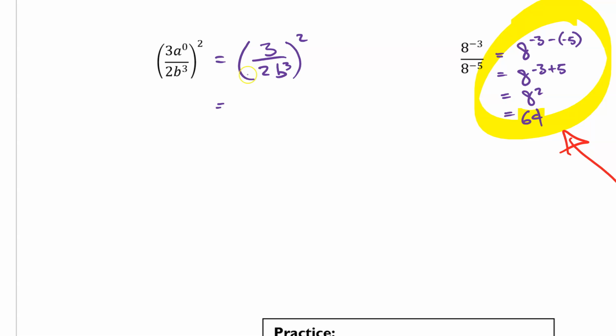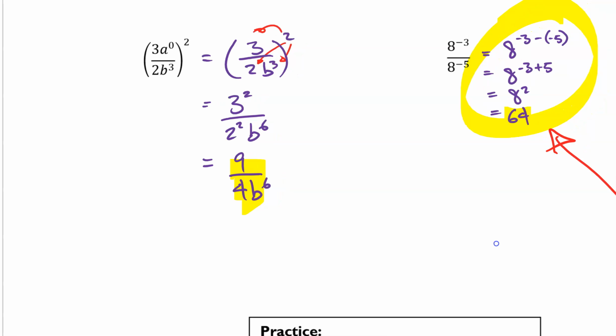Okay, now let's apply that 2. Let's be very careful. That 2 needs to be applied to the exponent on the 3, applied to the exponent on the 2, and applied here. What really happens here is there's a 1 on that 3, there's a 1 on that 2, and there's a 3 on that b there. So this becomes 3 to the exponent 1 times 2, which is 2, over 2 to the exponent 1 times 2, which is 2, and b to the exponent 3 times 2, which is 6, giving me 9 over 4b to the 6.